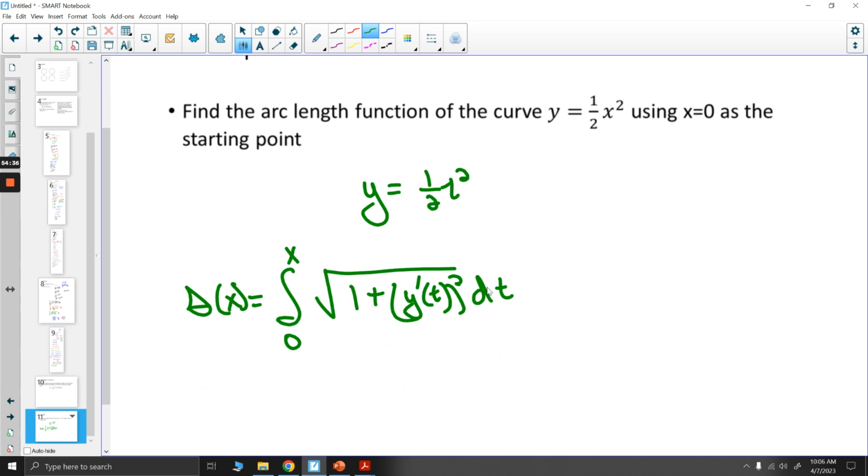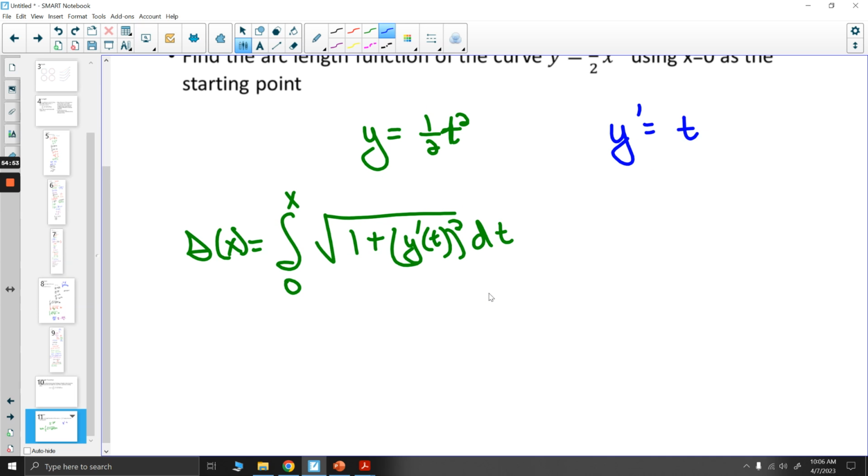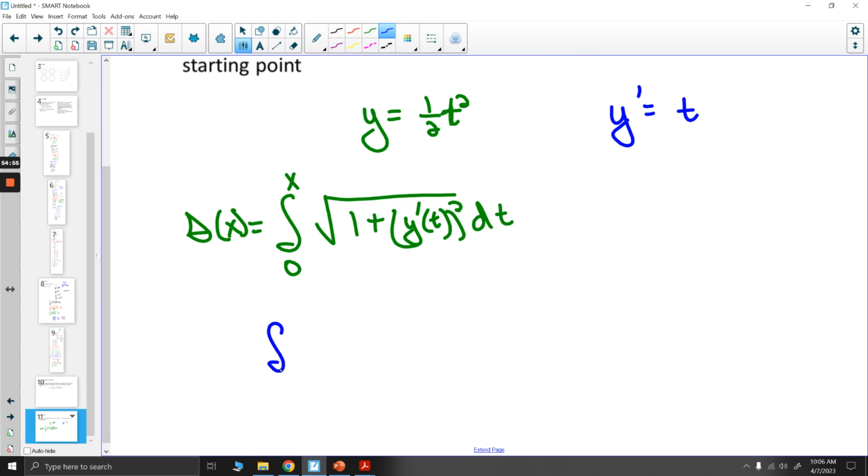So we just find some other variable. Realistically speaking, we only do that so we don't get confused in our x's of like, what can we replace now? So we just do it in some other variable. It could be anything, choosing t in this case. So y prime is going to be t. That's what y prime is. So we have the integral from 0 to x of the square root of 1 plus t squared dt.